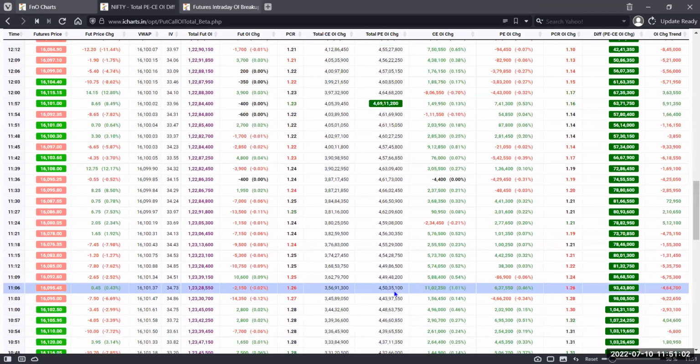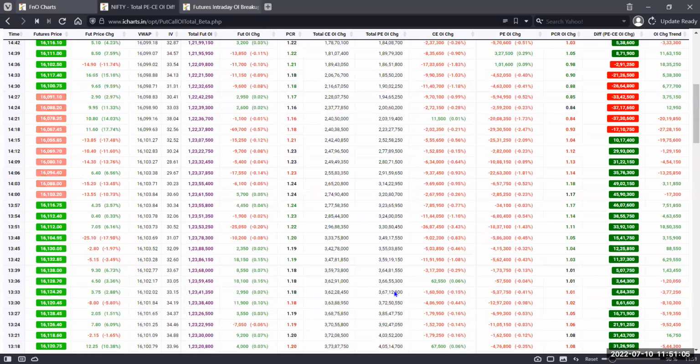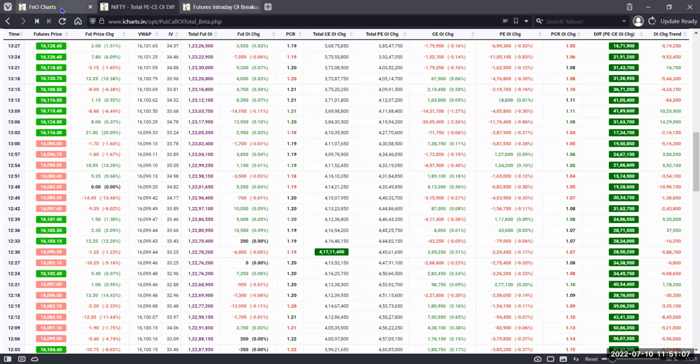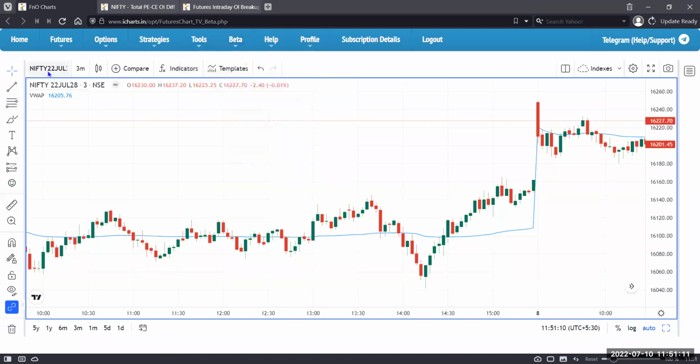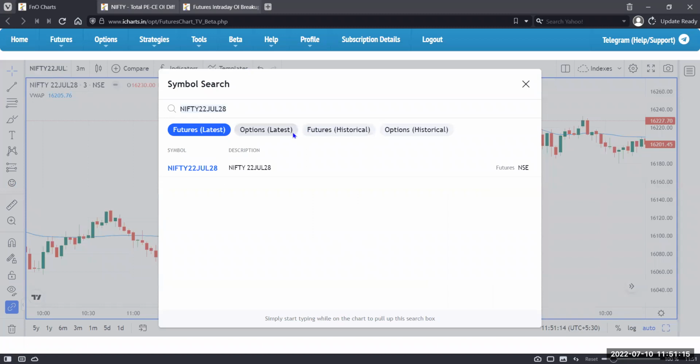Next, I am not able to see the TradingView charts. Should I enable anything? Because after May 27th, I am going to beta. Change the symbols, because we now don't have continuous charts. I think you are looking at May expiry.